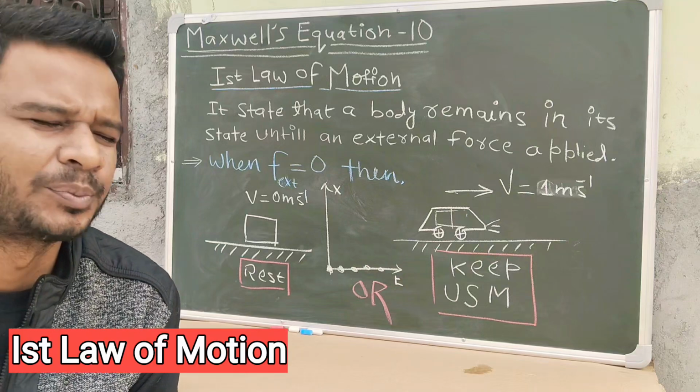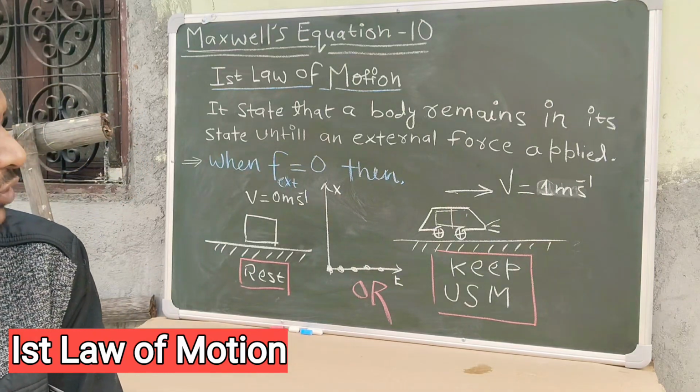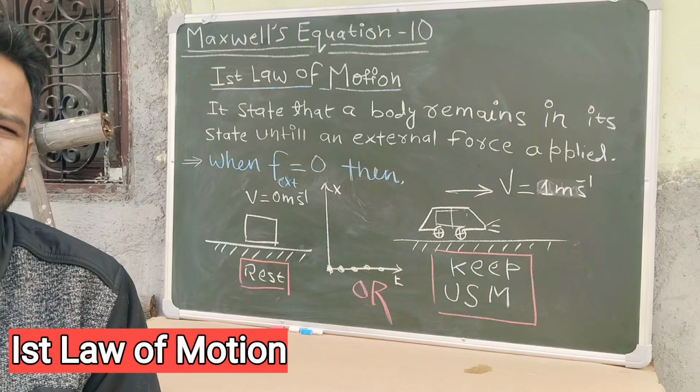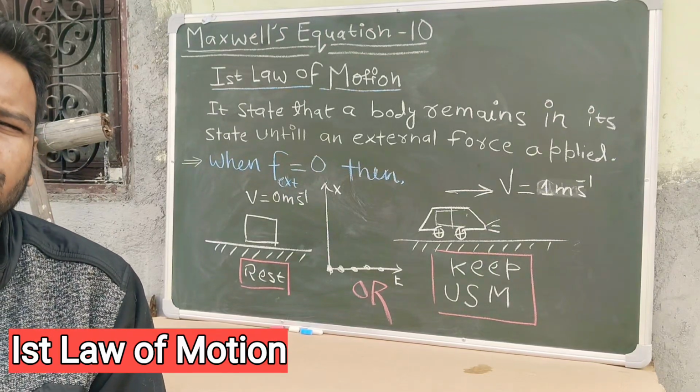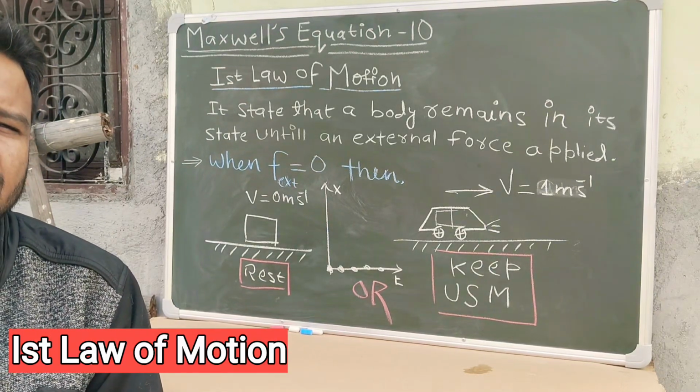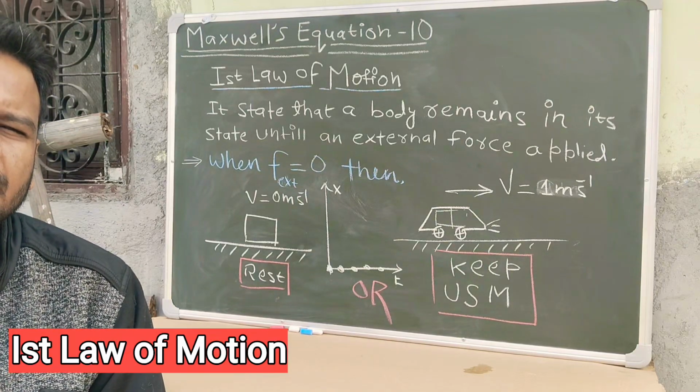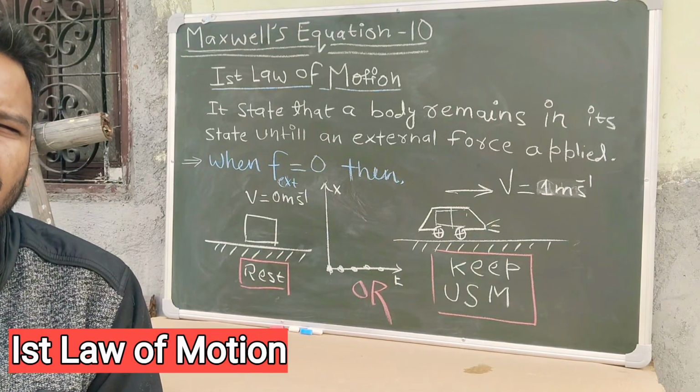Here I am sitting to explain to you what is Newton's first law. This is the 10th video of our series of Maxwell's equation. So this is our first law of motion. Its statement is written here. It states that a body remains in its state until an external force is applied.